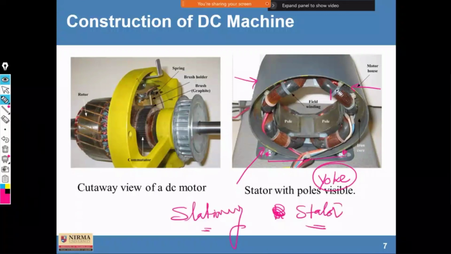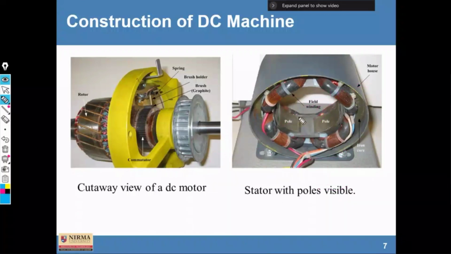Clear? So here, how is this pole made? There are certain poles on which the winding is wound. So here you can see, the winding is wound like this on a pole. So this is a pole. This is another pole here. Clear? And the winding is wound surrounding this pole. And this winding is known as field winding.